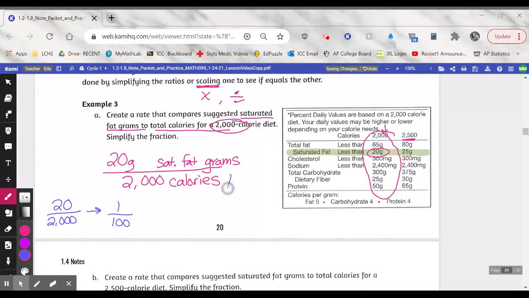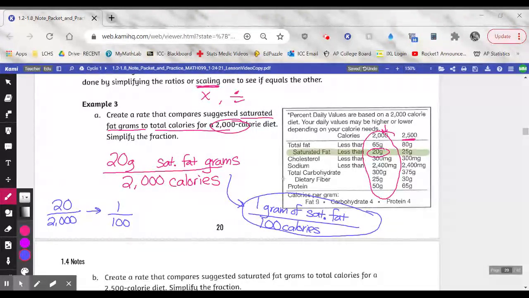And so we can rewrite this fraction as 1 gram of saturated fat over 100 calories. So what it's saying is for every 100 calories that you consume, you should have 1 gram, or it technically says less than. So you should have 1 gram of saturated fat or less than that.